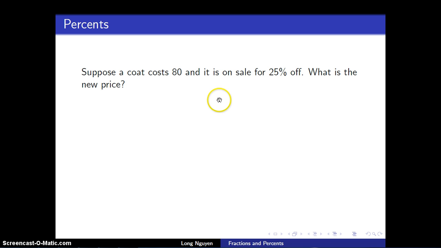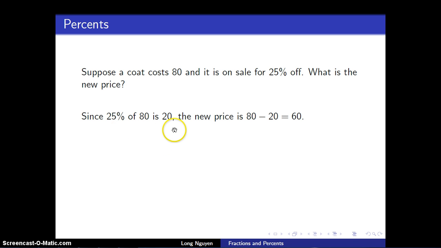Now suppose I have a coat that costs $80 and it is on sale for 25% off. What is the new price? Since 25% of 80 is 20, which we found earlier, the new price is 80, which is the original price, subtracting the 20, which is 60.